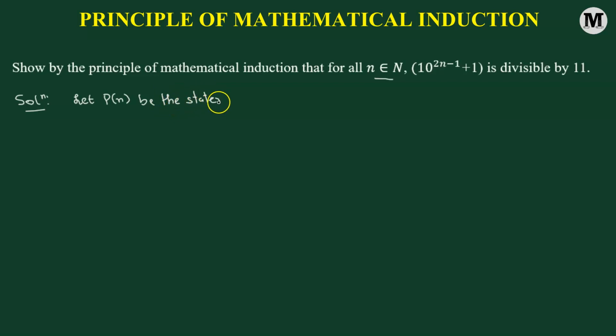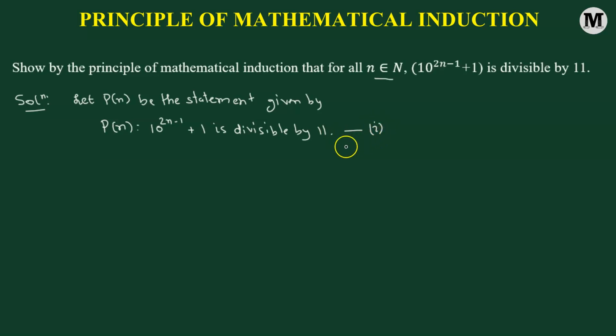And this statement is going to be given by, let us consider P(n) such that we have 10 raised to the power of 2n minus 1 added to 1. We're saying that this particular expression is divisible by 11. Okay, so this is a mathematical statement. So we're going to name this as statement number 1.